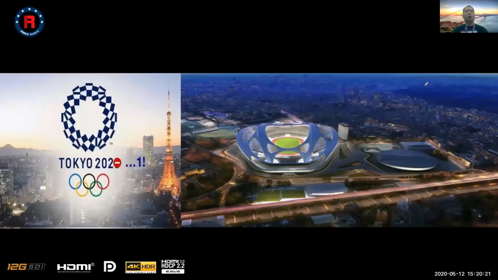If we did not have the challenge of the virus situation now, the Tokyo Olympics would happen in July. But because of this situation, the Tokyo Olympics will be delayed. We hope the Tokyo Olympics can be delivered in 2021, and then we can have a chance to have Olympic broadcasting in 4K quality.